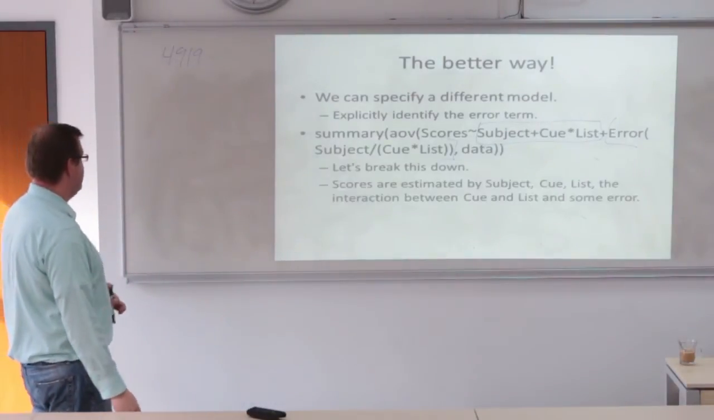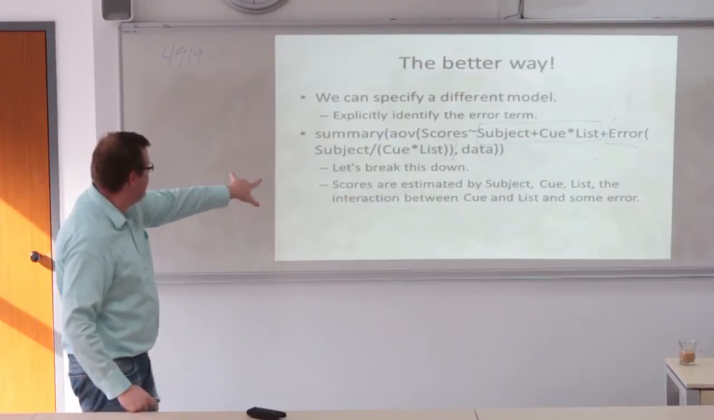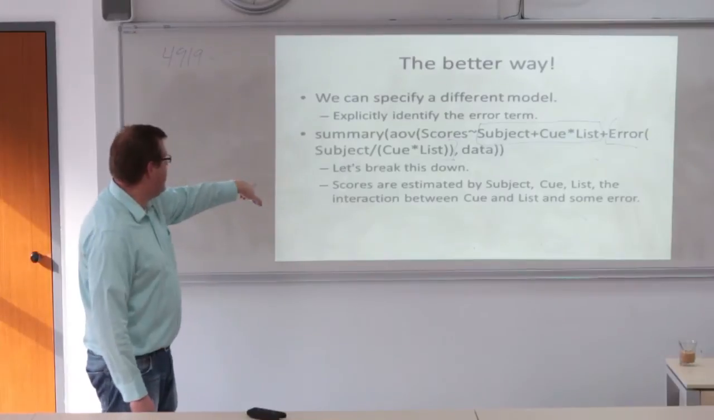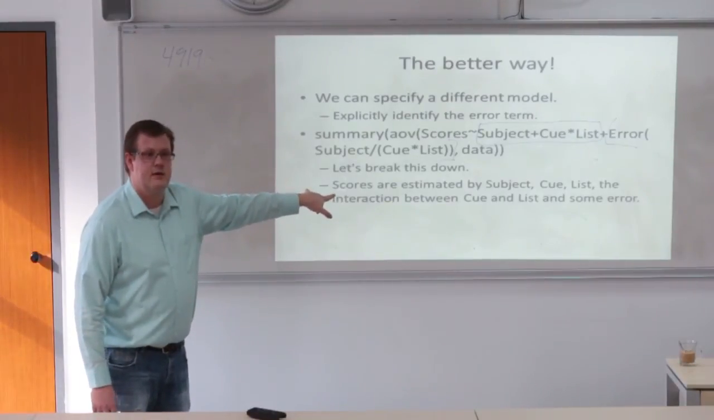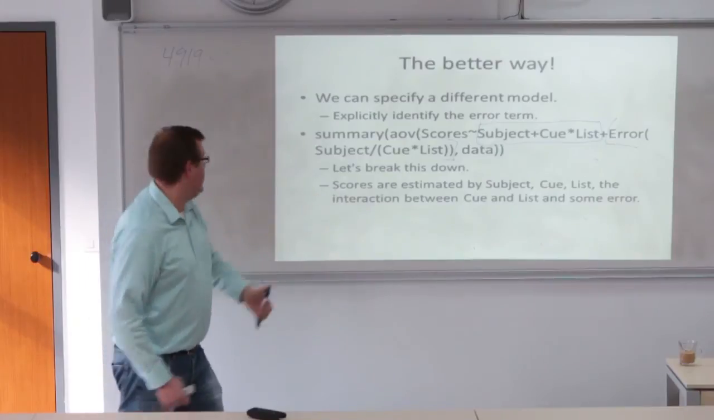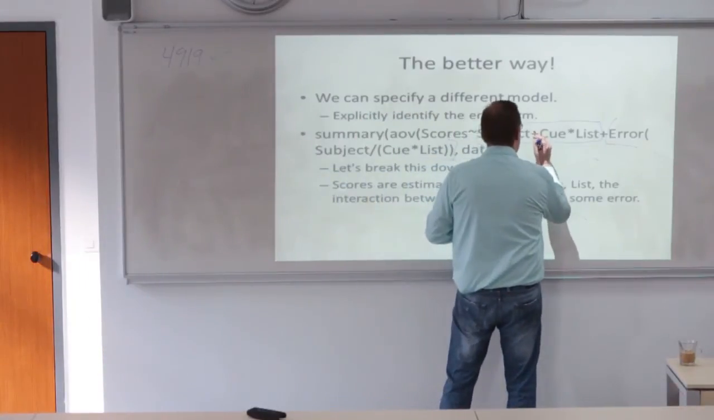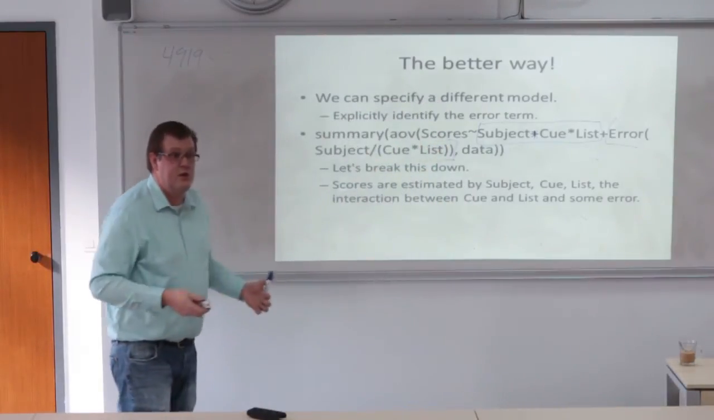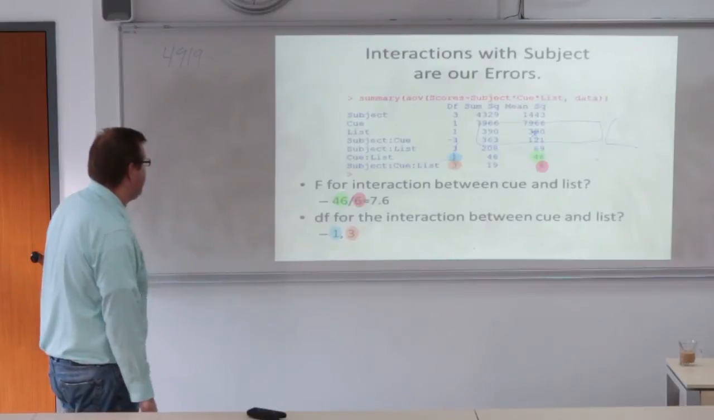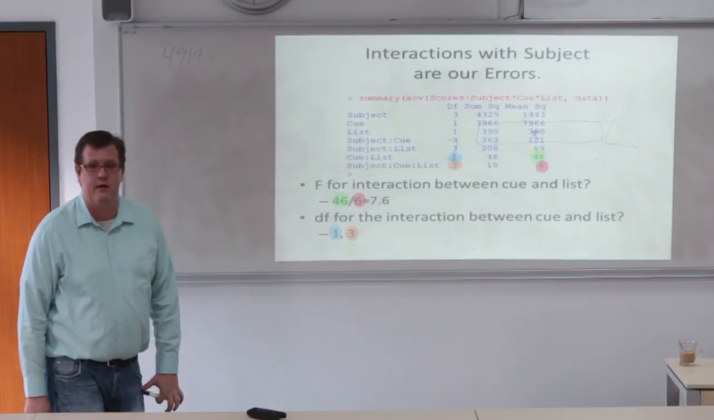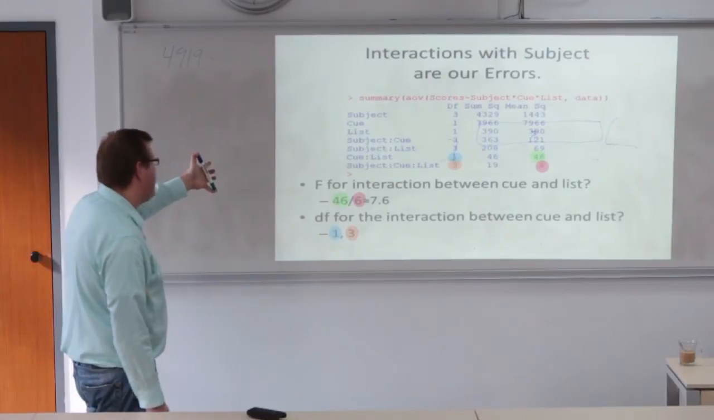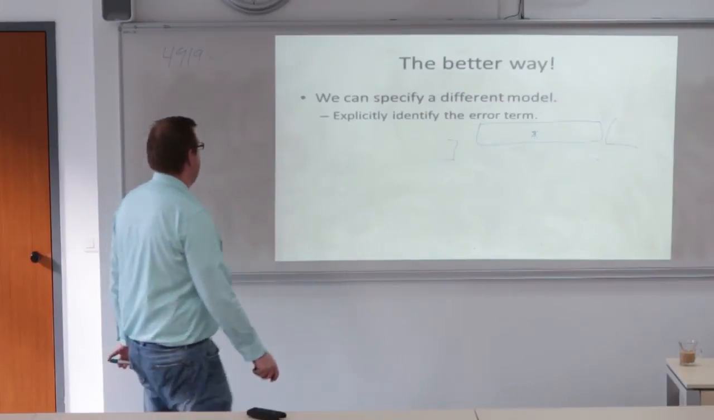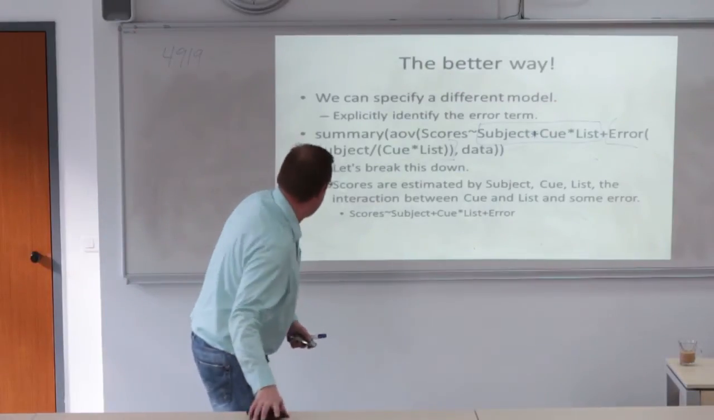Scores are estimated by subject, Q, list, the interaction between Q and list, and their error, right? Because we're not multiplying here, because that gives us the error, the things that we want to use as error. And R isn't smart enough to figure out what the error pieces are. So this gives you everything, but it doesn't know what the errors are, so it doesn't do the F tests for you.